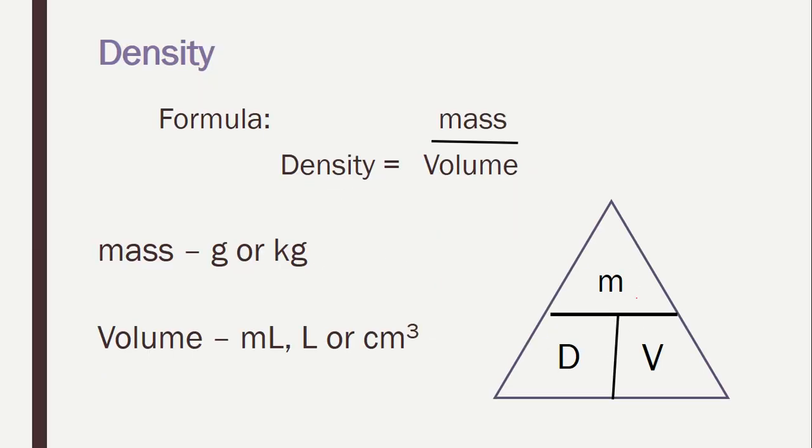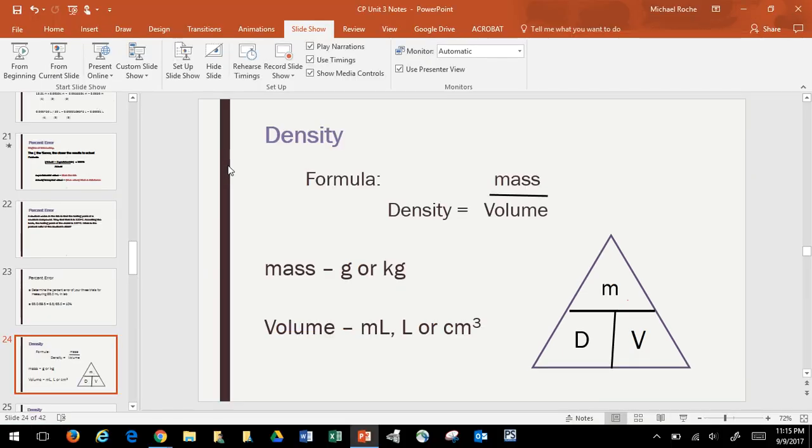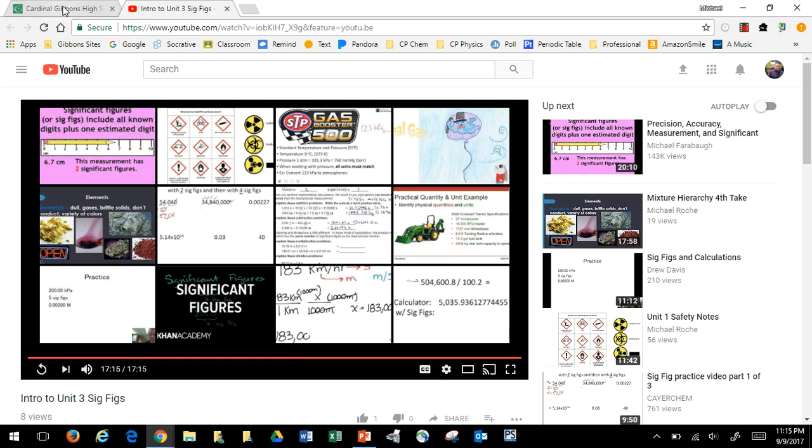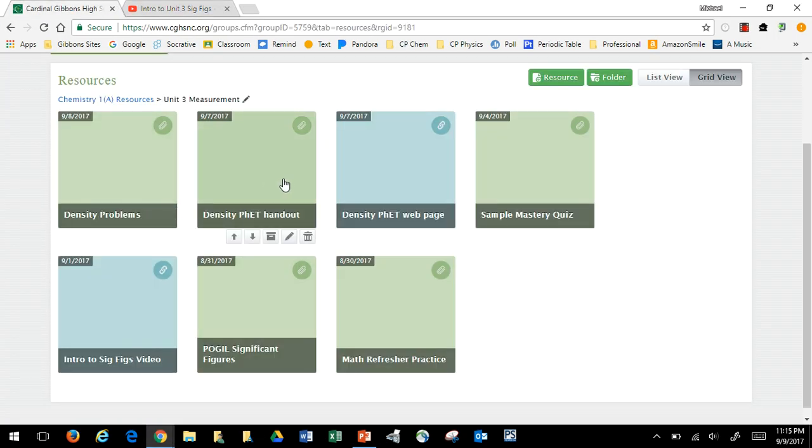Moving on. Then we talked about density, and you did this wonderful PhET. Actually, I am going to do that right now because I don't think you all did it as well as I wanted you to. So here we go, PhET webpage.